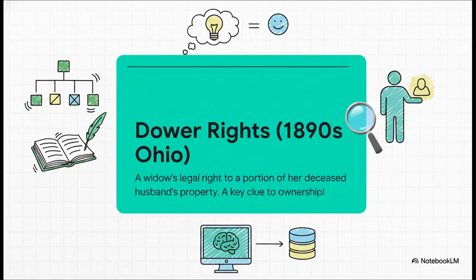Okay, and this is where it gets really cool. So in an old will, I found the phrase dower rights. I had no idea what that was, so I prompted the AI. And it didn't just spit back a dry definition. No, it explained that in 1890s Ohio, this was a specific legal right for widows. And just like that, boom, a single phrase confirmed my great-grandmother's property ownership. That was a massive breakthrough I would have completely missed.